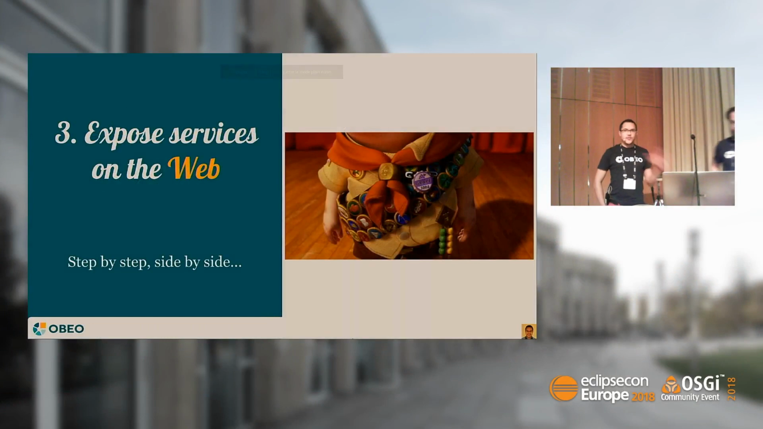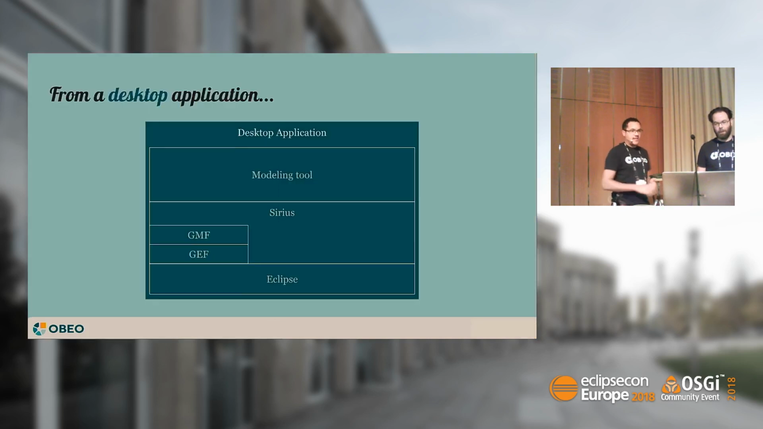So in order to bring these features into a web browser, we have also worked on our HTTP API in order to expose some capabilities from Sirius to the web. So here you have the architecture of Sirius as a desktop application, which you should be pretty much familiar with. So Sirius reusing GEF and GMF, and you can build your modeling tools on top of this.